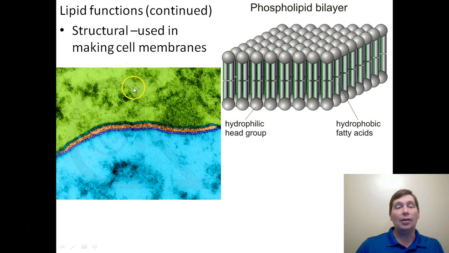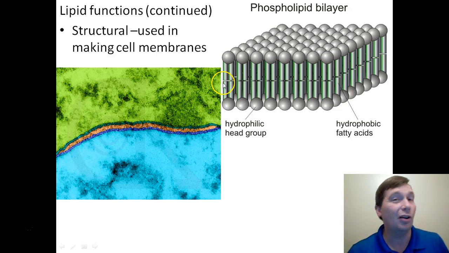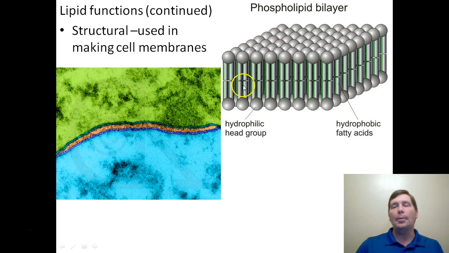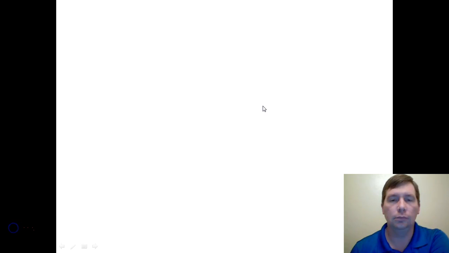Here's the inside of the cell, here's the outside of the cell, and this thing right here in the middle is the cell membrane. This is what controls what goes in and out of the cell. Well, what are cell membranes made out of? Primarily fat. They're made out of these molecules called phospholipids, and the middle part of all your cell membranes is made out of lipids. So living things use lipids for energy storage and to make cell membranes.